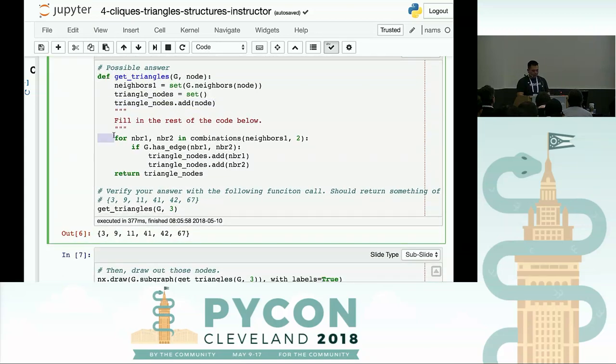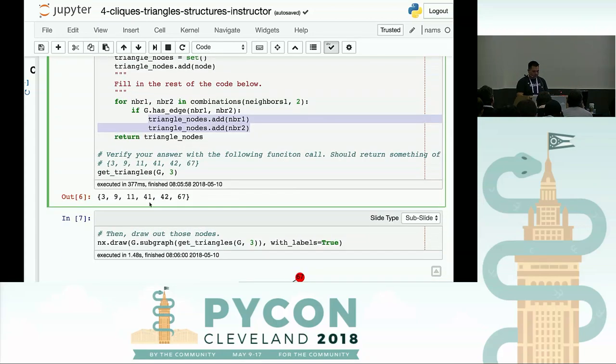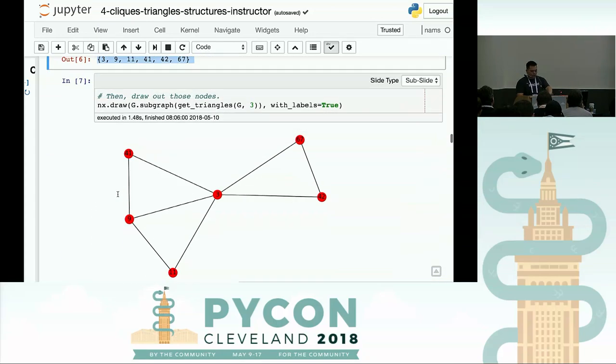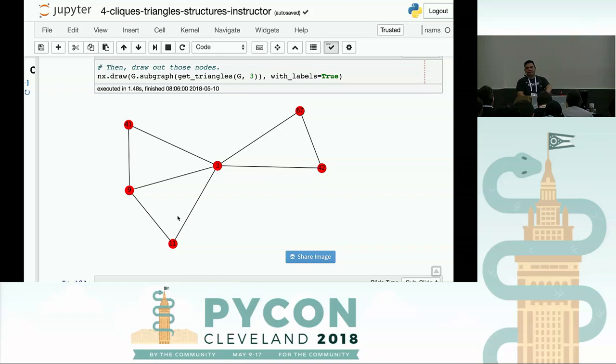And then what we do is essentially what I had shown you earlier. Basically, if we do the has edge thing, and then we add that to the set, all right? And then what this gives us is a node set that we can then draw out and verify that all of these nodes are in a triangle relationship with node number 3 in this example on the screen.